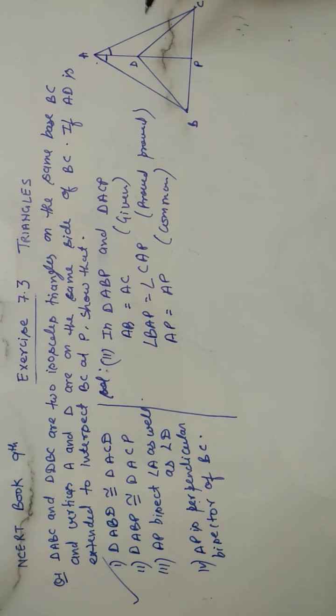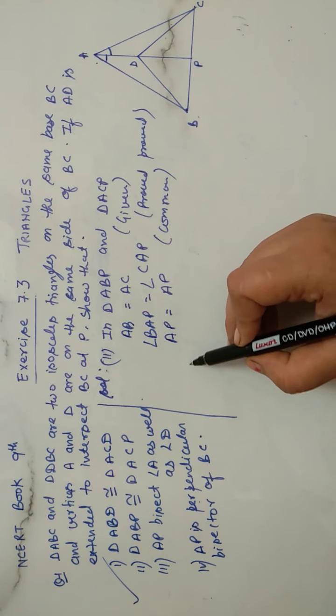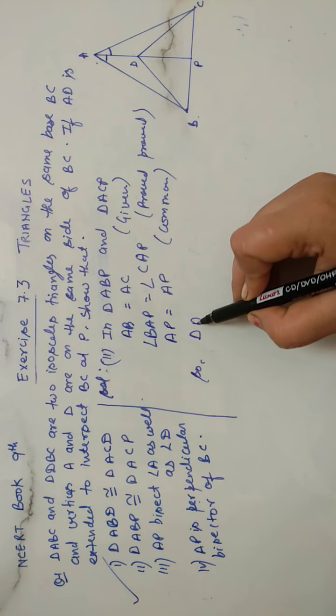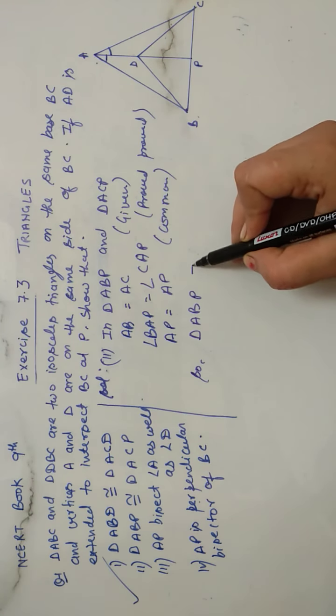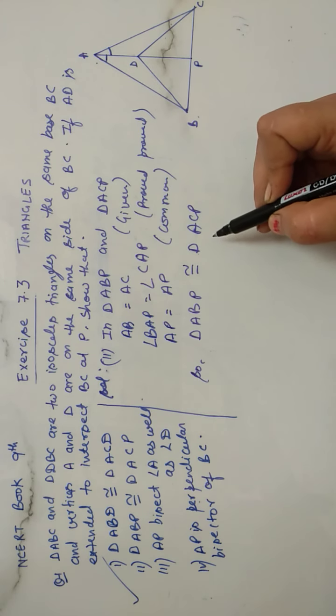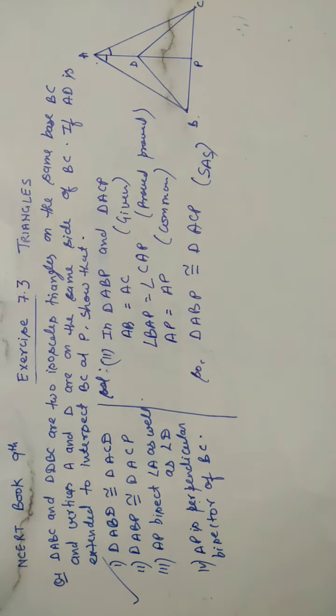Now see what we are having: side AB, this angle, and this side AP, which means SAS. We have the criterion SAS. So we can say that triangle ABP is congruent to triangle ACP, and our congruence rule is SAS.